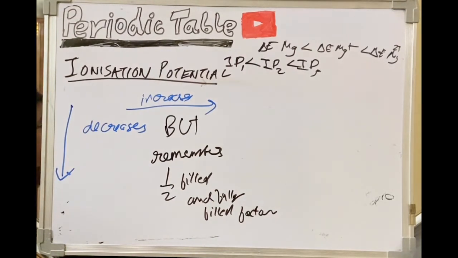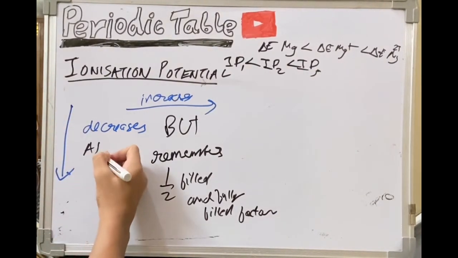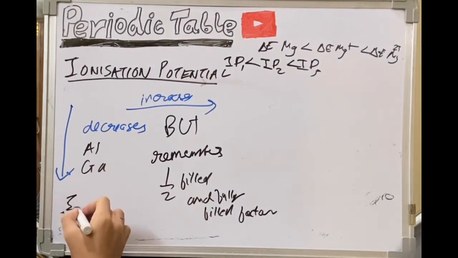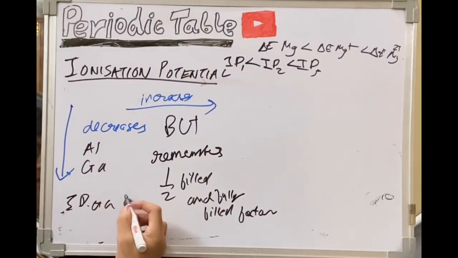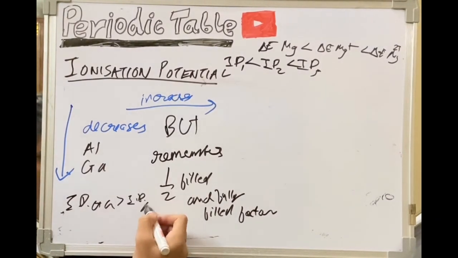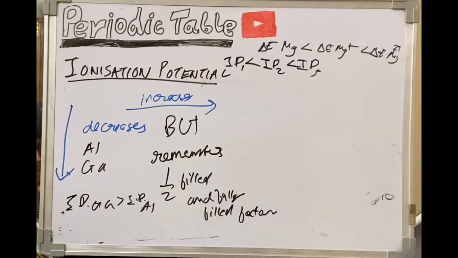Now in the previous property we saw that the radius of gallium is less than that of aluminium. Okay, we saw that. So can we say that the IP of gallium will be more than aluminium, which is contrary to this trend? Okay, so IP of gallium is more than IP of aluminium. It has less atomic radius as well. So in all the periods it will be like this only.